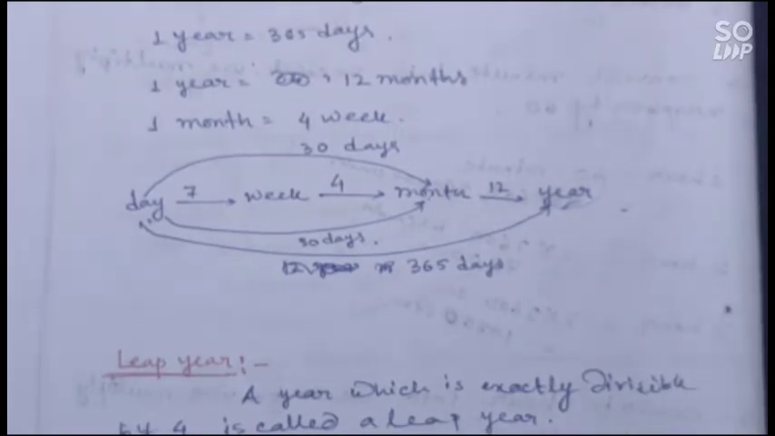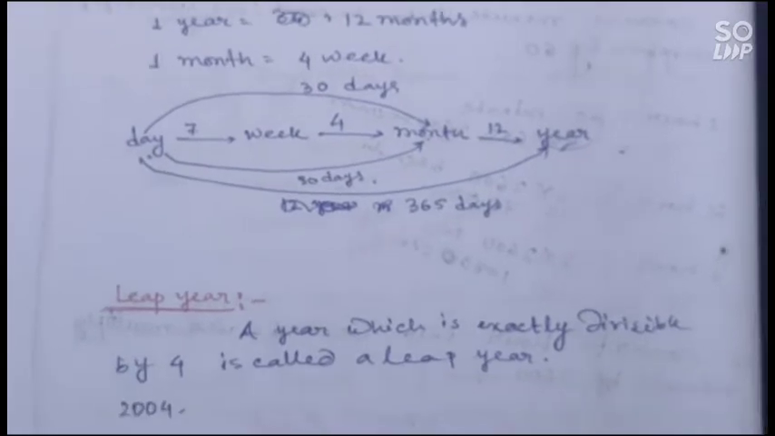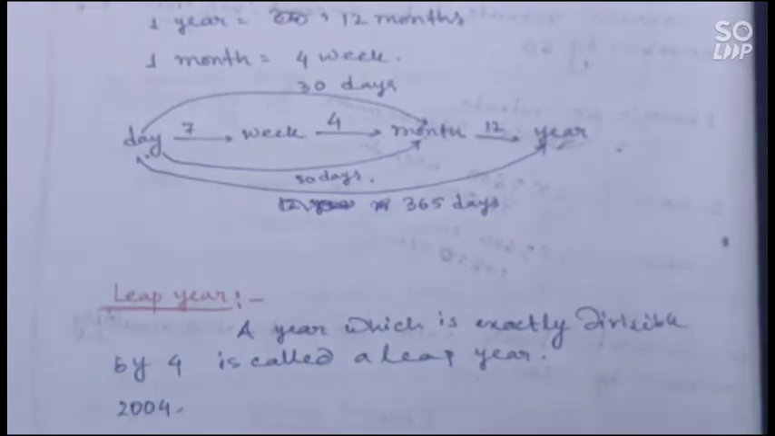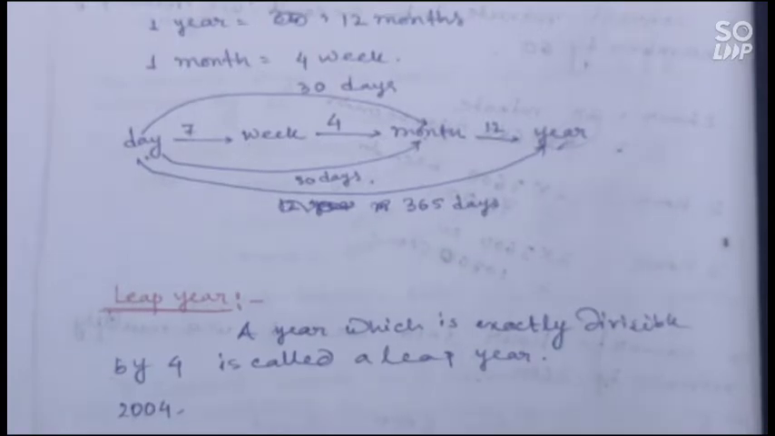But before that, you have to learn about the leap year. Leap year is a completely new topic to you. A year which is exactly divisible by 4 is called a leap year. That means the year can be divided by 4 without any remainder, the remainder will be 0. That year we call a leap year.